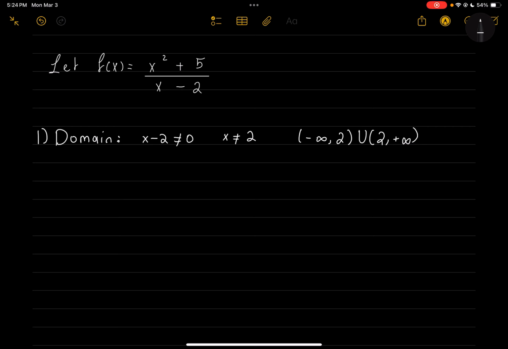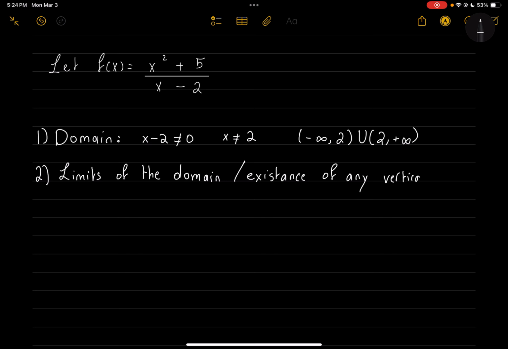Now, number 2, we need to find the limits at the boundaries of the domain, and we need to see the existence of any vertical or horizontal asymptotes.